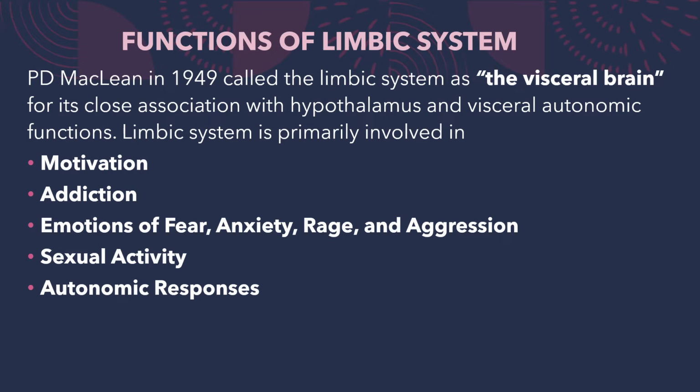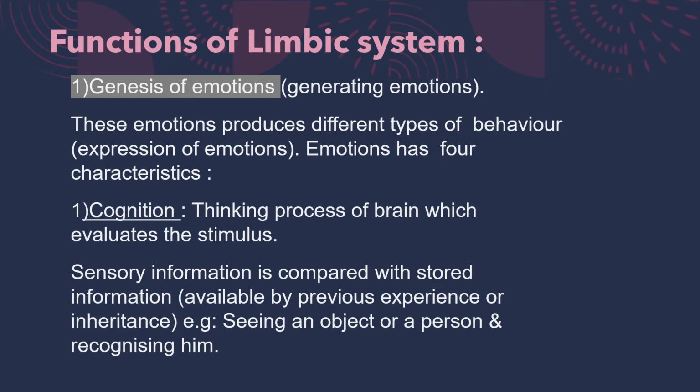Okay. So the limbic system, what I have told you, is concerned with the emotions and the motivation of the person. Now we will see the functions of the limbic system. P.D. MacLean in 1949 called the limbic system the visceral brain, for its close association with hypothalamus and visceral autonomic functions. So it is primarily involved in motivation, addiction, emotions of fear, anxiety, rage and aggression, sexual activity and autonomic responses. We will see these functions in detail.